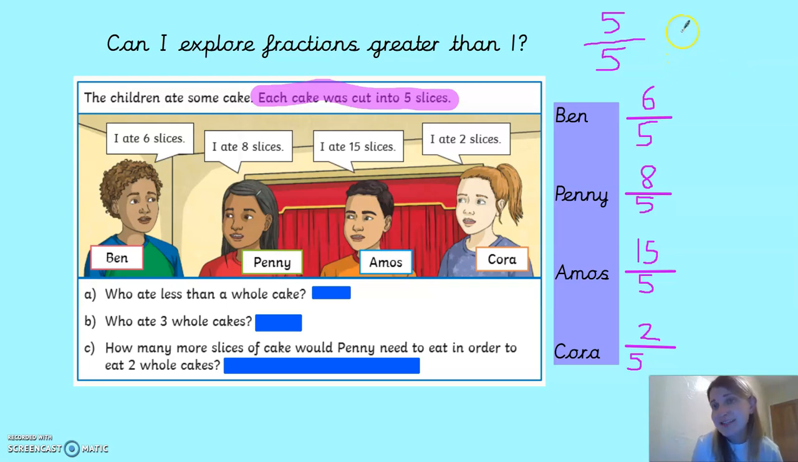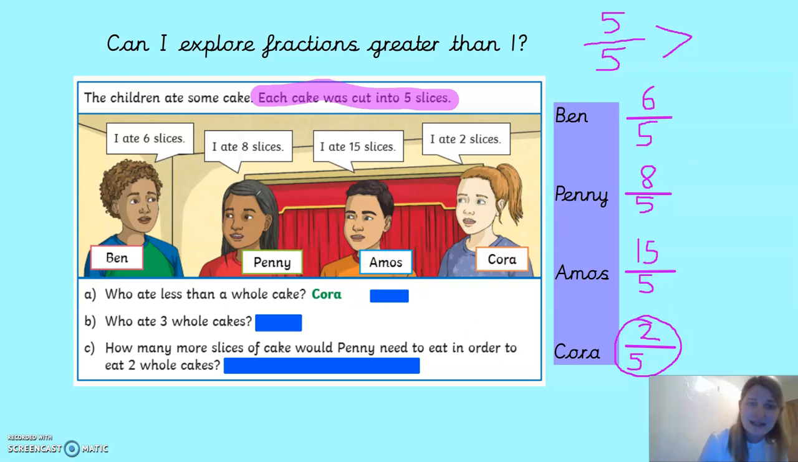So who ate less than a whole cake? What we're saying is who ate less than 5/5. And we can literally just compare this by looking at the denominator being the same. Let's have a look. Did Ben eat less than 5/5? Unfortunately not. Ben ate more. He ate 6/5. Penny ate 8/5. So again, that's more than 5/5. Amos definitely had more than a whole, which would be 5/5. He had 15/5. Cora only had 2/5. So that is less than a whole cake. So if we just check here, yeah, Cora ate less than a whole cake.